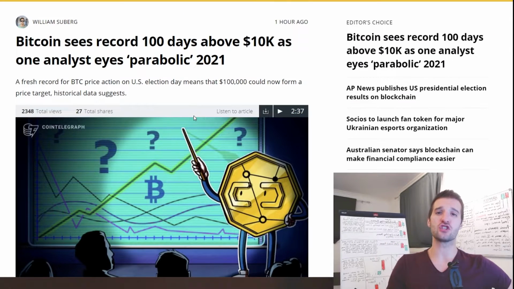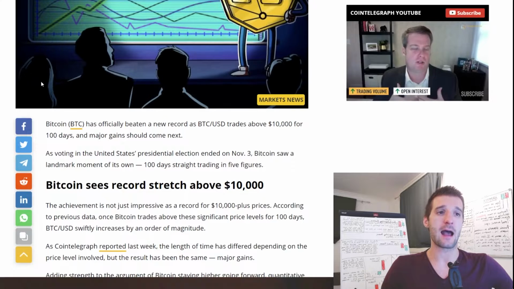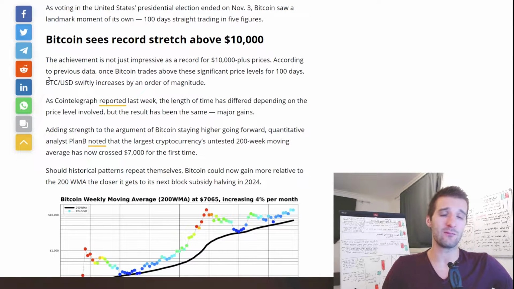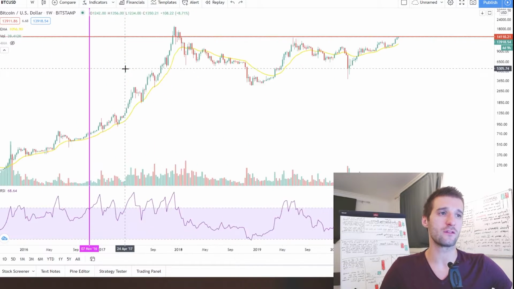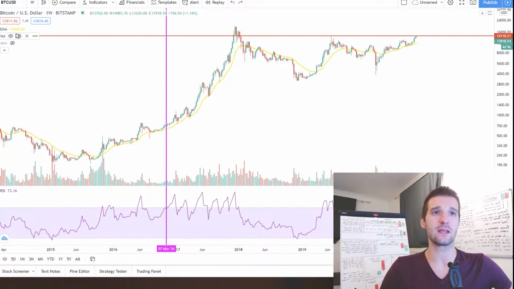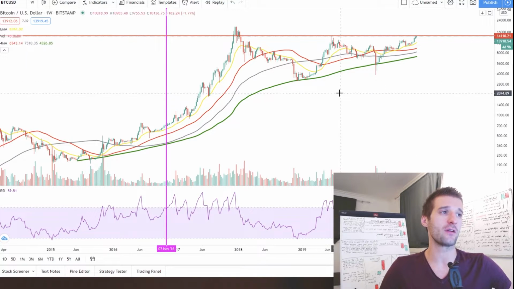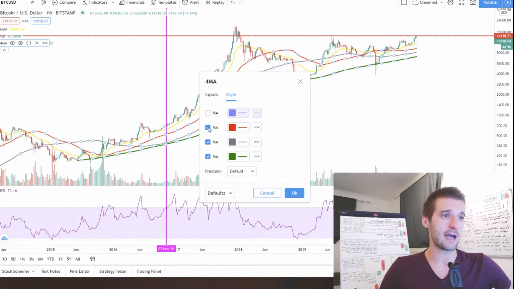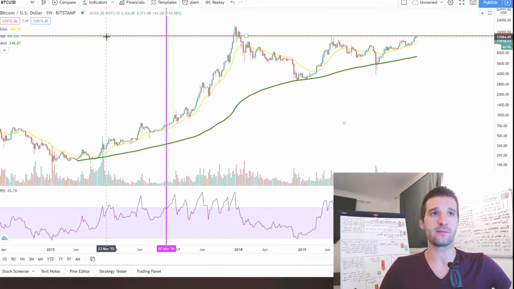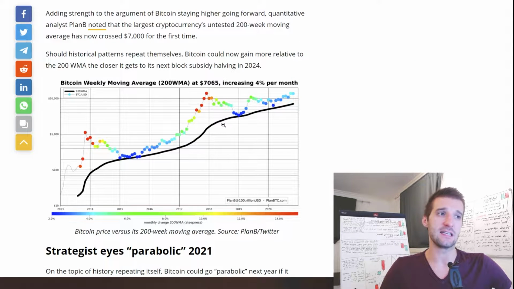Now over here, one more chart, and we're going to cover also with our version over here. As I promised, Bitcoin sees record 100 days above 10K as one analyst eyes parabolic 2021. As we can see, they brought over here the Bitcoin weekly moving average chart, the 200 weekly simple moving average. We can even switch over here on the chart to the weekly, and when you turn it on, you can see this green one. We can even exclude the other one, and as you can see, the green one represents the same chart as we are seeing over here.